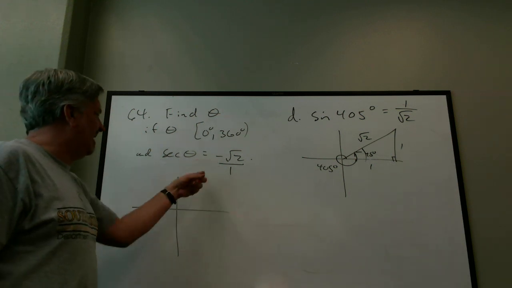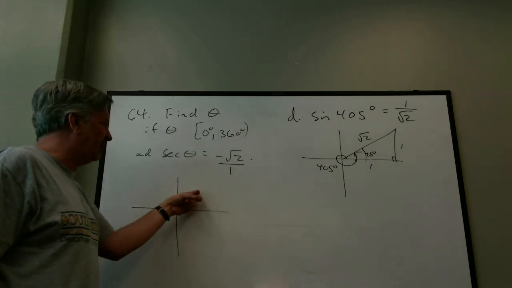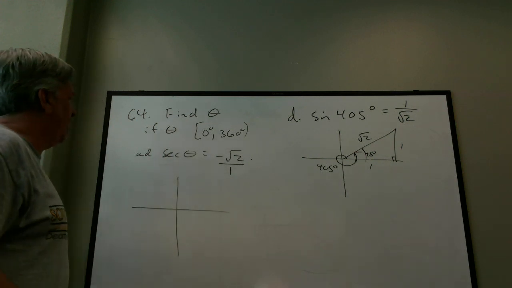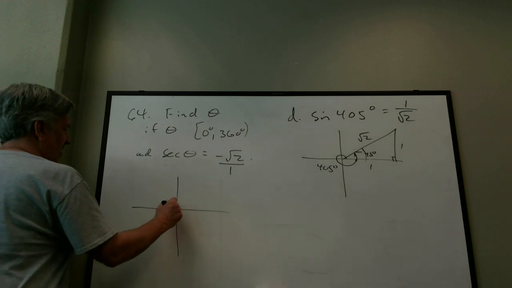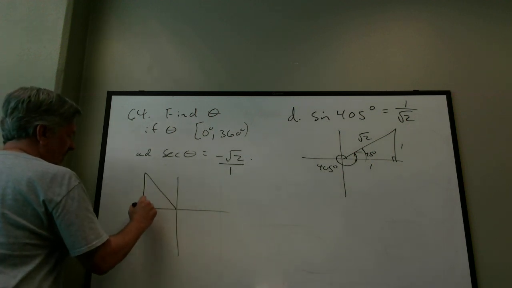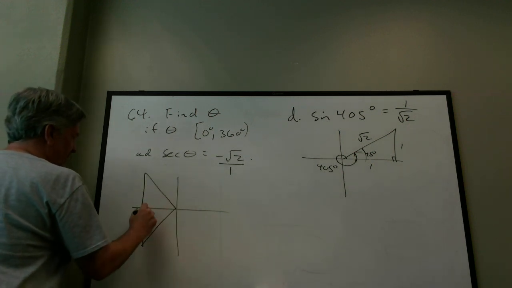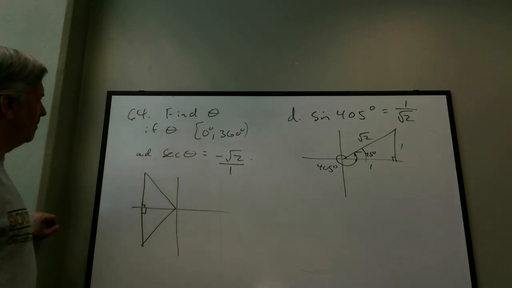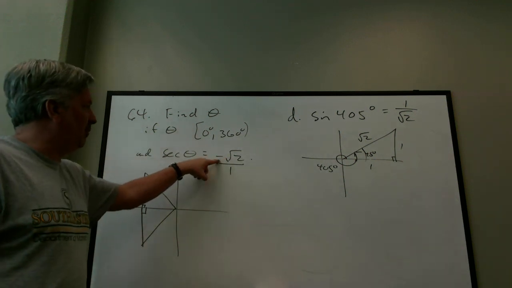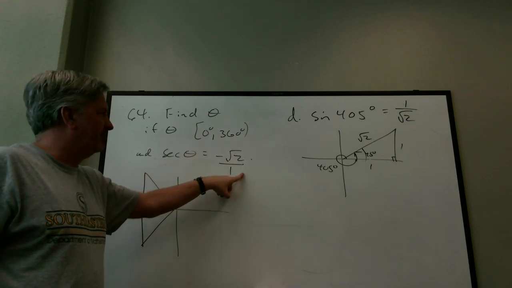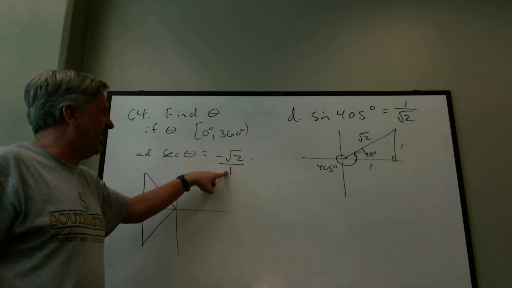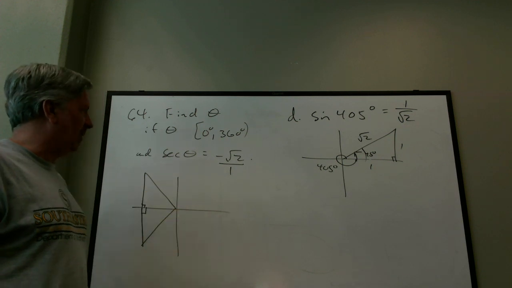Now, I know secant's positive in the first. Every trig function is positive in the first, so it's not in the first. So where is secant negative? Well, secant is negative in the second quadrant and the third quadrant. Because remember, secant is hypotenuse over adjacent, and the hypotenuse is positive. The adjacent side has to be negative, so it can't be first or fourth.